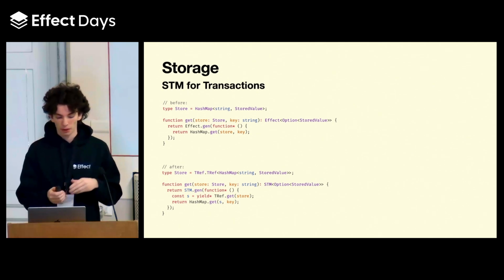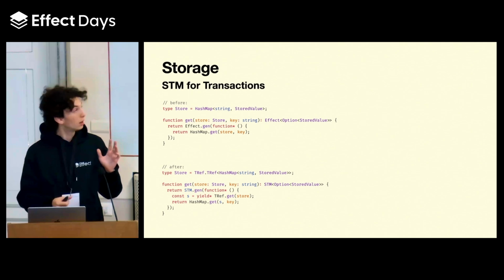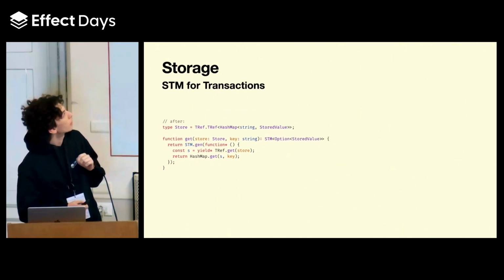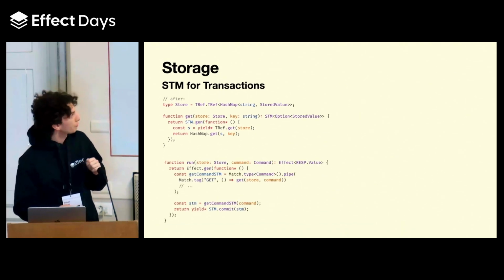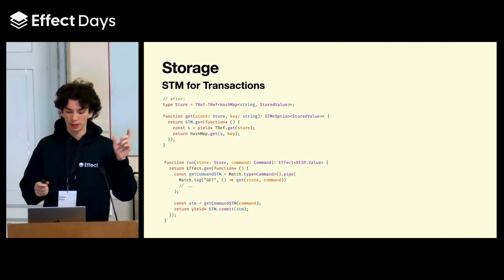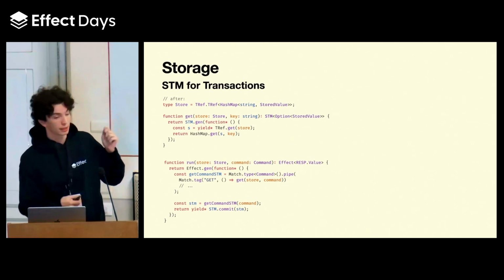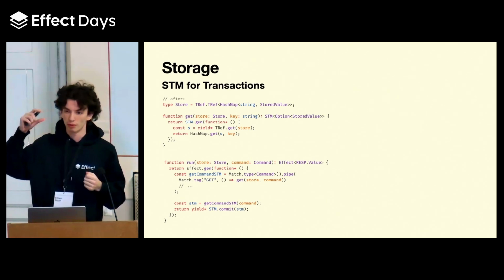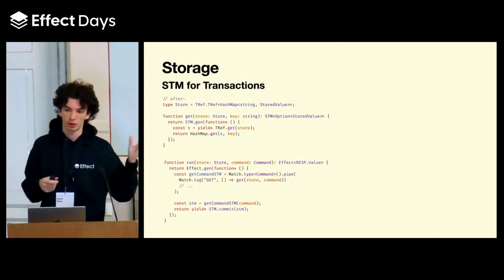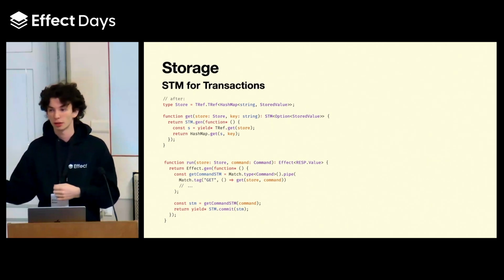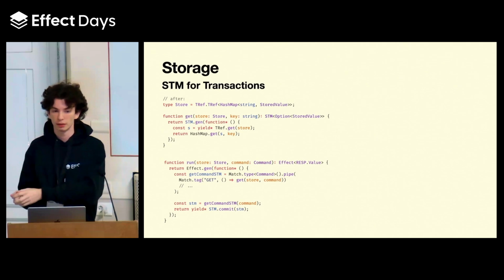Next slide, there we go. I have this function which returns an STM, and you could do one of these for each of the operations, like get or set, but here I just have get. Then we can match on the command that comes in and call the related function.